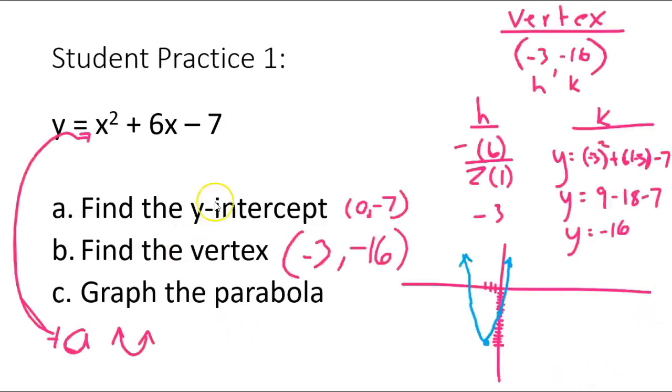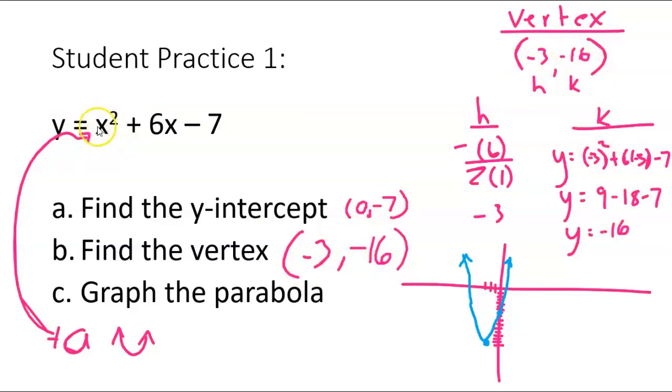So here's the final result. The y-intercept would be 0, negative 7. The vertex is negative 3 and negative 16. Here's the work for that, where I plugged in the b and a to find the h. Then I took that answer and plugged it in over here to get my y value for the vertex, which is the k value. And that goes here. So my vertex is negative 3 and negative 16.